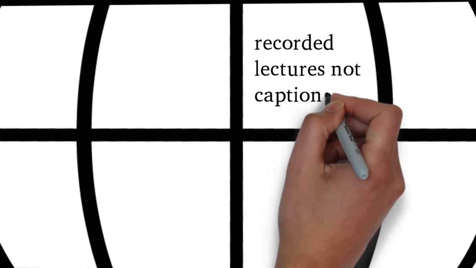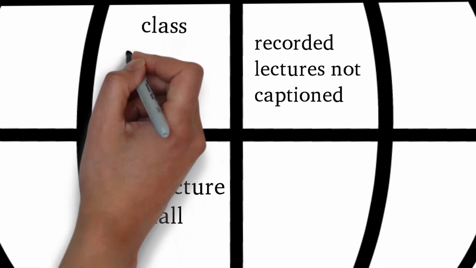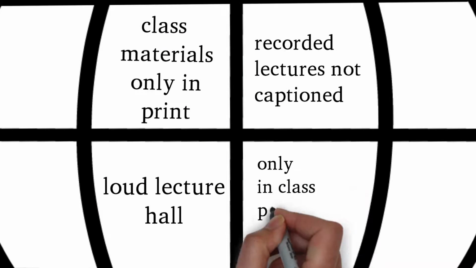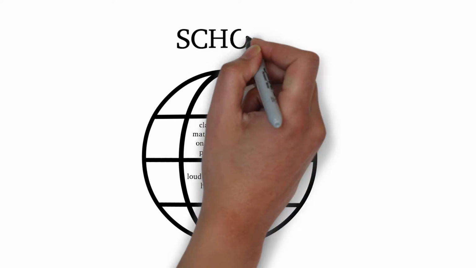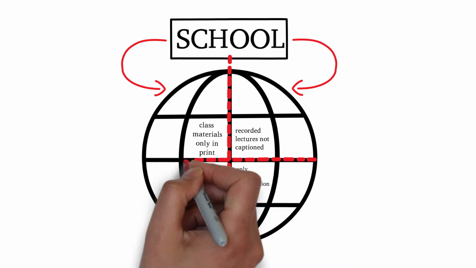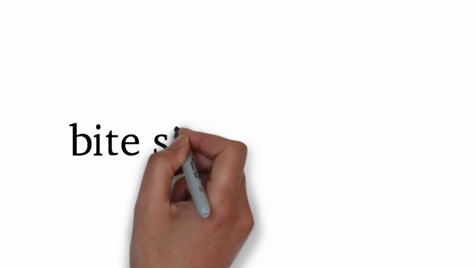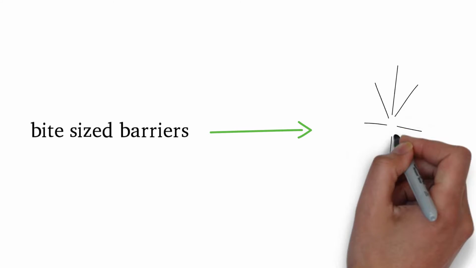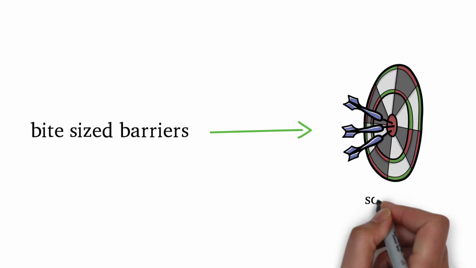Students can experience a variety of different barriers at university, and these can often get grouped together and can appear as one global problem, whereas these can actually be broken down into bite-sized chunks or barriers with targeted solutions, making things much more manageable and achievable.